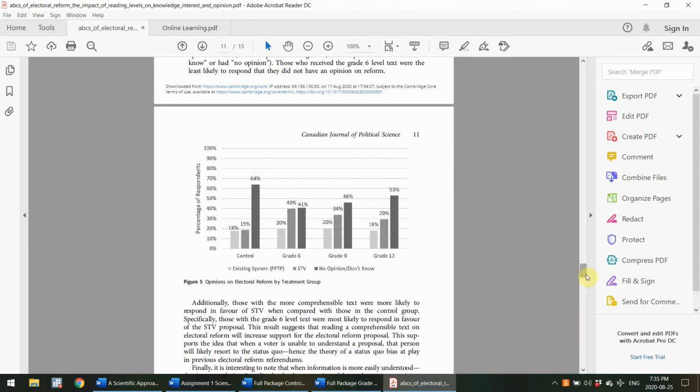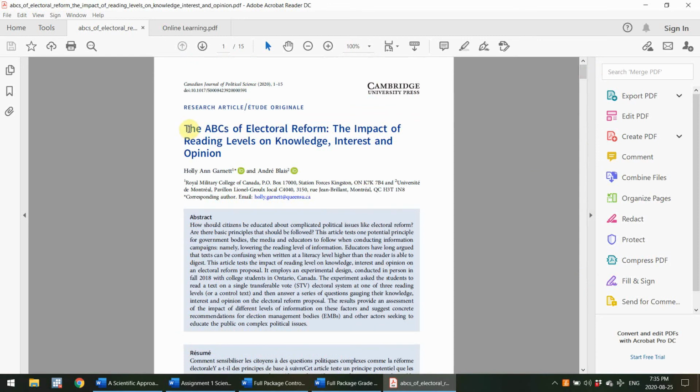So the way I communicated my results was through a journal article. One of the things that you might hear a lot about is peer-reviewed journal articles, that's the gold standard. So let me tell you a little bit about how this experiment that I did got into the Canadian Journal of Political Science in this case. After myself and my co-author, Andre Blais, had finished the experiment and written it all up, we sent it to the journal.